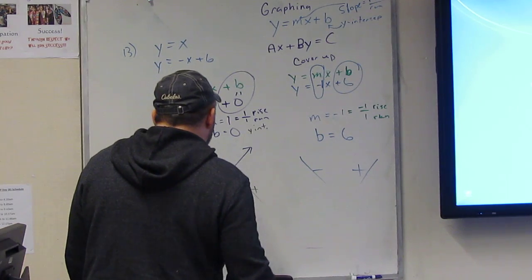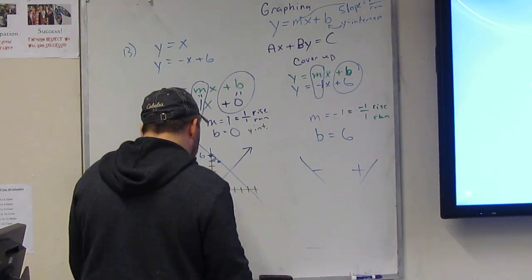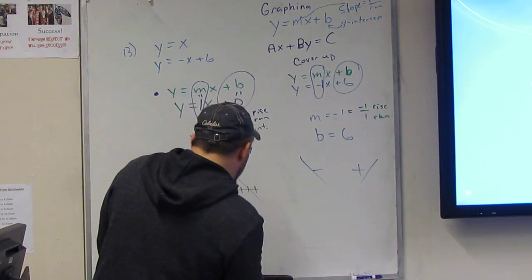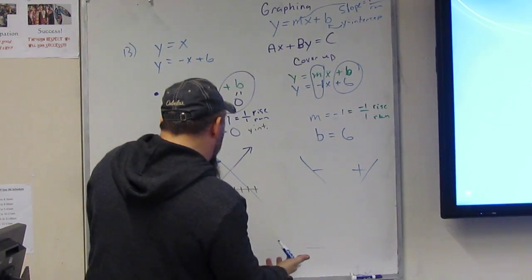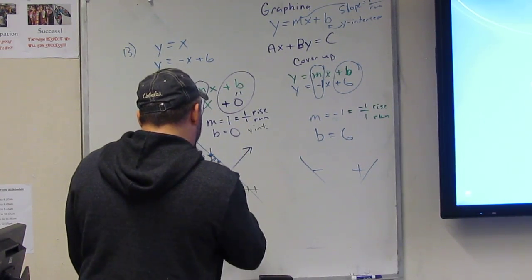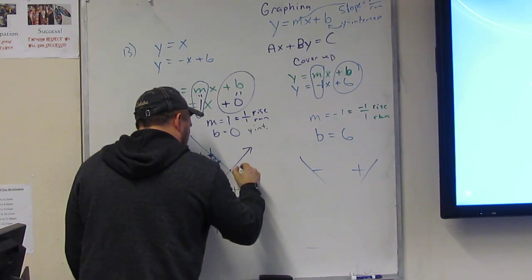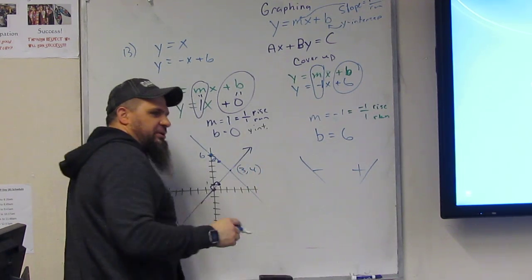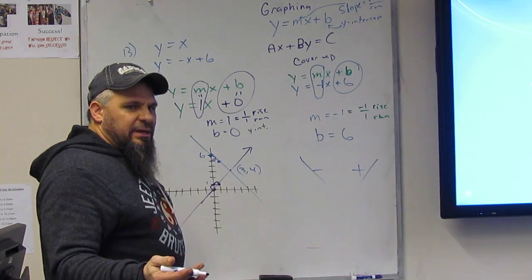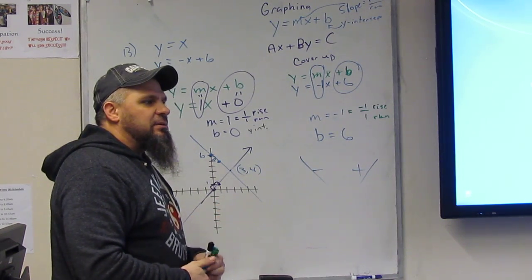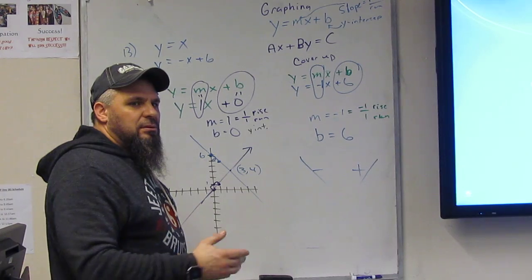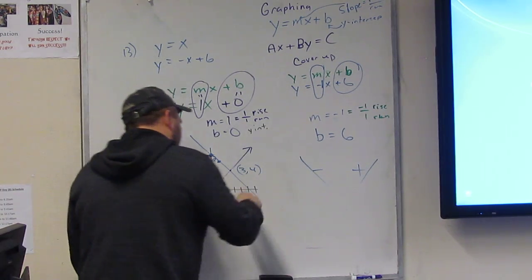Okay? And then it looks like it crosses, where does it cross? Maybe at 3 and 4, it looks like. Is this 3, 4 to you guys? Yeah. Right? How do we know if it is? 3, 3. Ah, perfect.